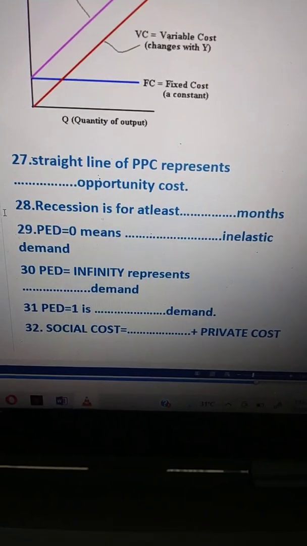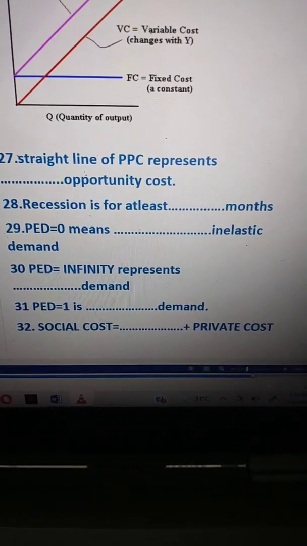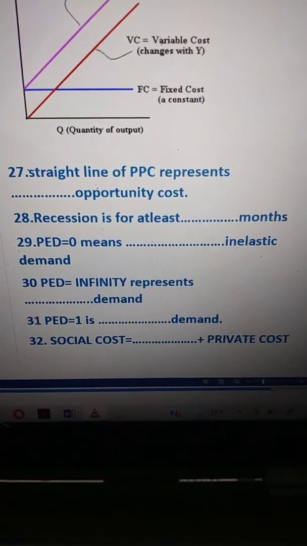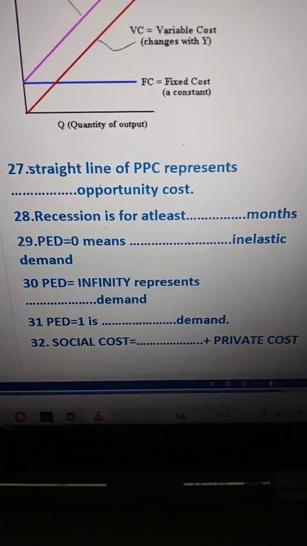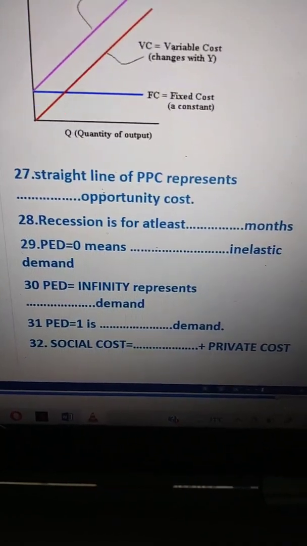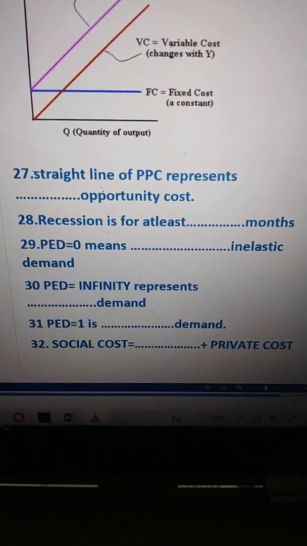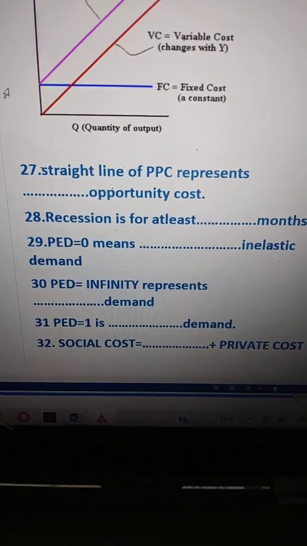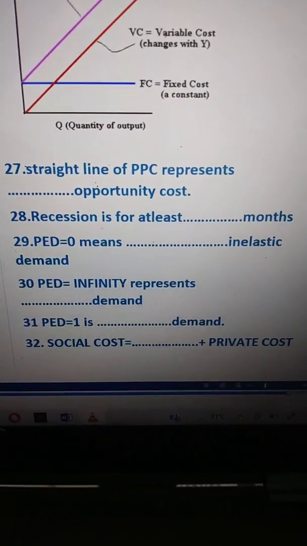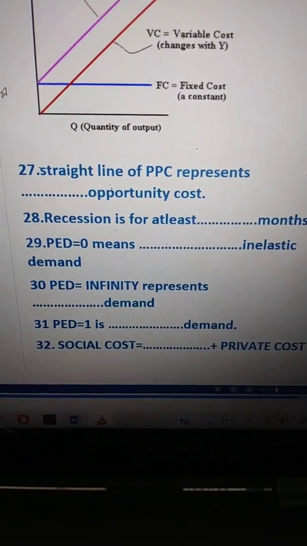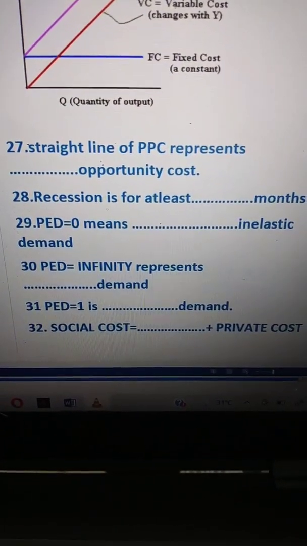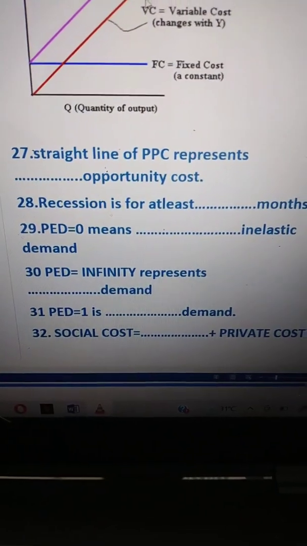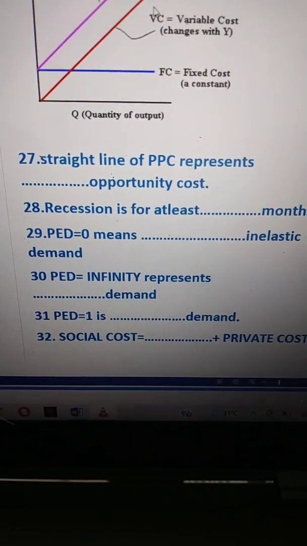Number 28, recession is for at least dash months, 6 months. Okay, recession is for at least 6 months. Number 29, PET is 0 means what? Yes, perfectly inelastic demand. If the PET value is exactly 0, then it is a perfectly inelastic demand. Number 30, if PET is infinity, it represents perfectly elastic demand. That's great.